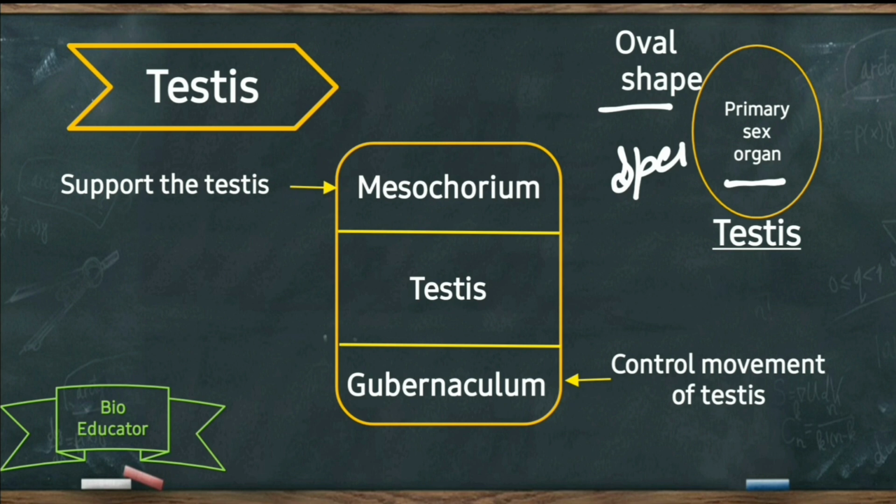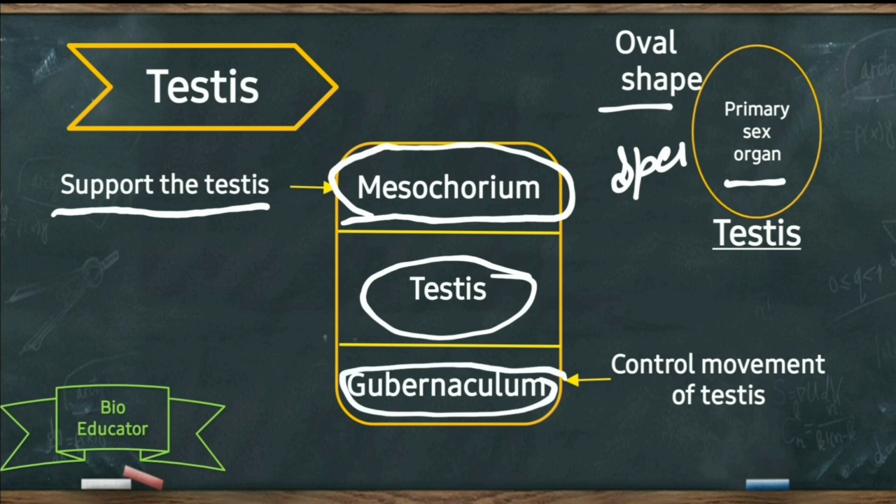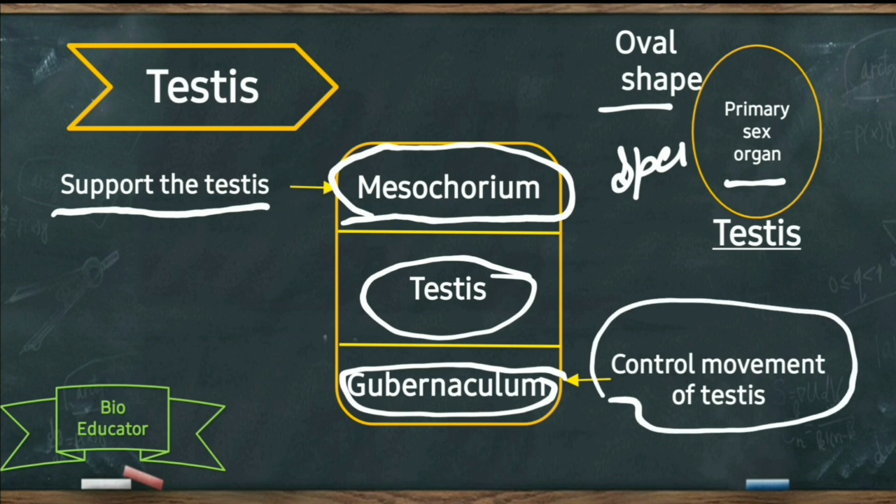Look at this box. Assume this is the testis, and this is the upper tissue of the testis, known as mesorchium, which provides support to the testis while hanging down from the abdomen. Like this, a tissue known as gubernaculum is present below the testis, joining the tail part of the testis with the scrotal sac and controlling the movement of the testis.